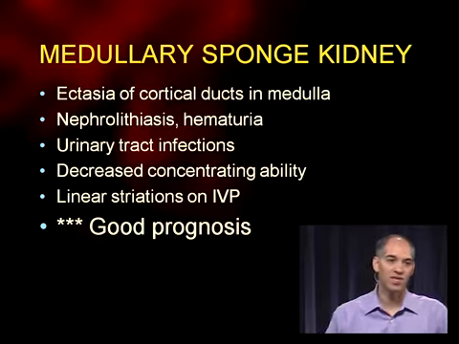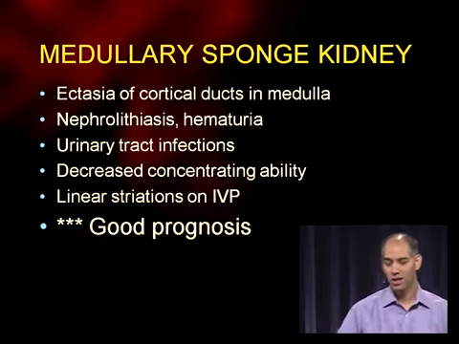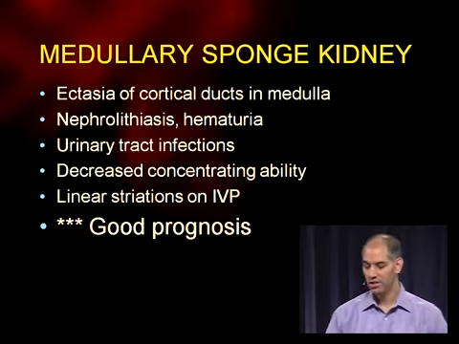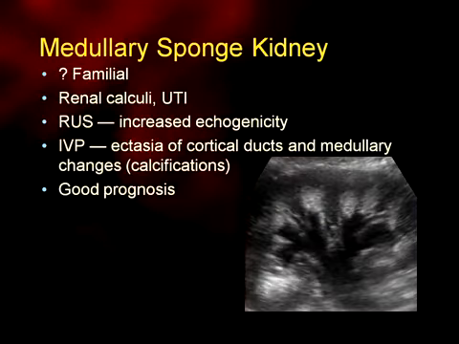These patients present with stones, and they present with urinary tract infections. I honestly think that's all you need to remember about medullary sponge kidney: stones and urinary tract infections. They actually have a pretty good prognosis overall. There is a familial nature in this. Again, I put it in the hereditary section because we do think that this is an inherited condition. On renal ultrasound, what you see is an increase in echogenicity.